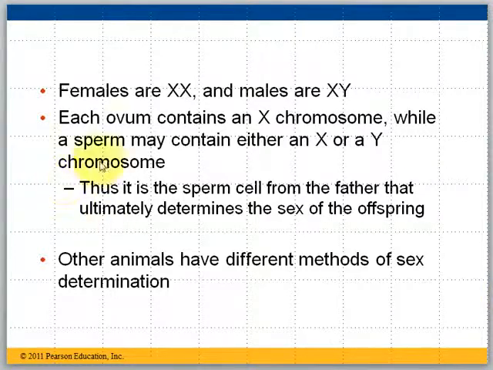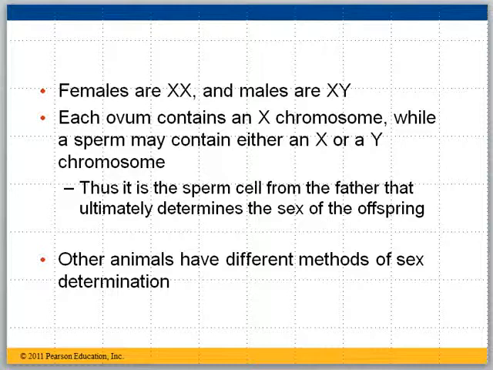Females, of course, we already mentioned, are XX, so all eggs produced by the female are going to have the X chromosome. That's the only possibility they have. And males are XY. So what that means is the sperm cells could potentially be X chromosome carrying or Y chromosome carrying. Remember, they're going to distribute randomly within those particular sperm cells.